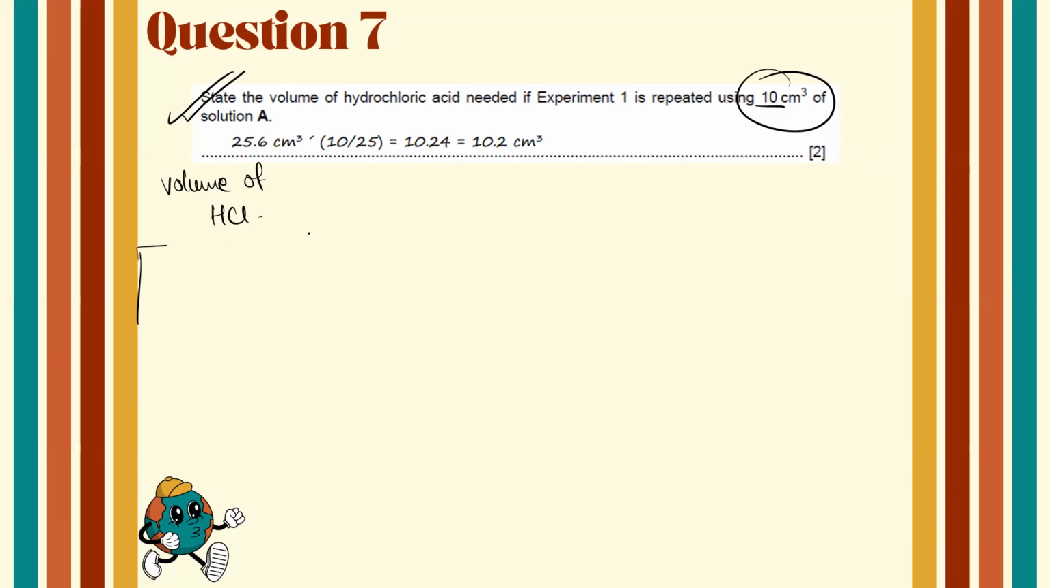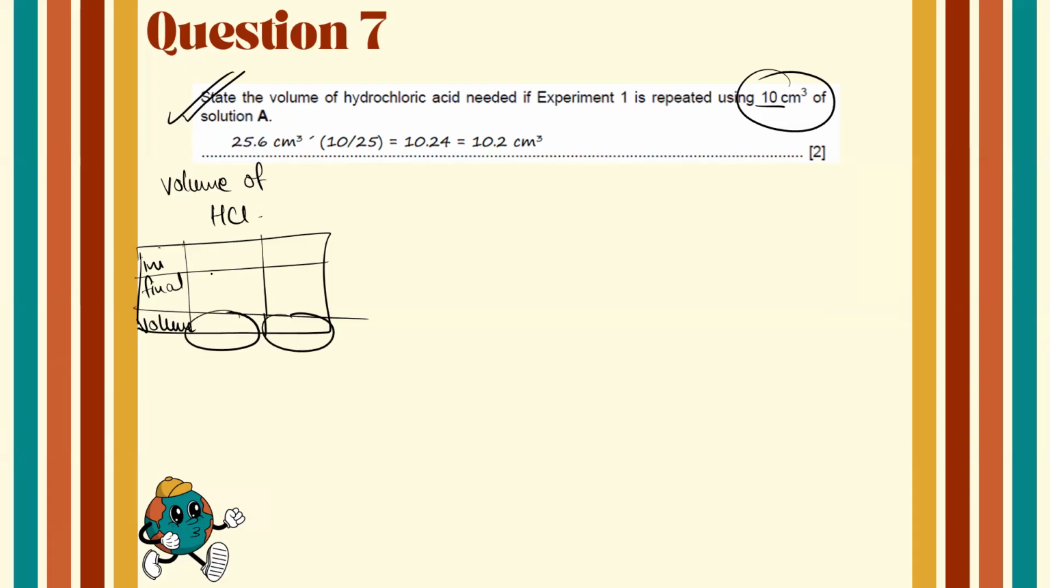Okay, remember the table we have discussed? In that table, you will take the initial reading, and then the final reading, and then you have the final volume of HCl. So you can see from here the values, which amount is needed to neutralize the amount of sodium hydroxide, right?